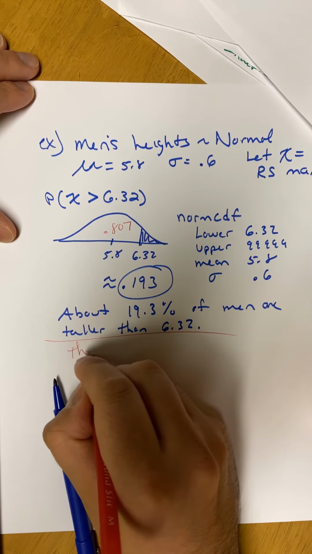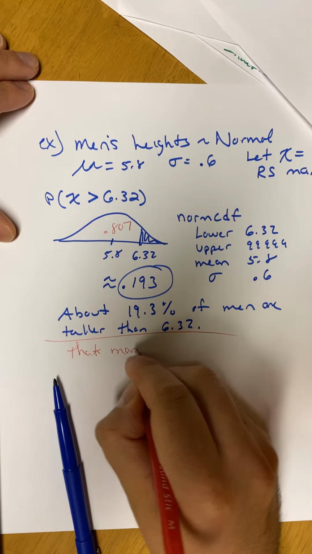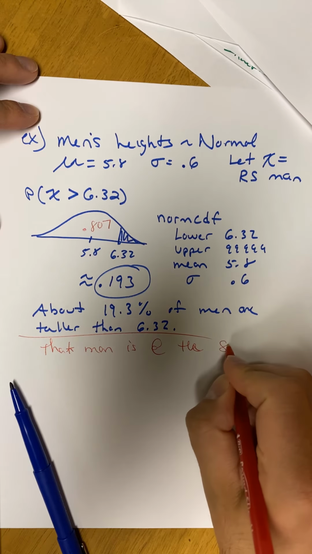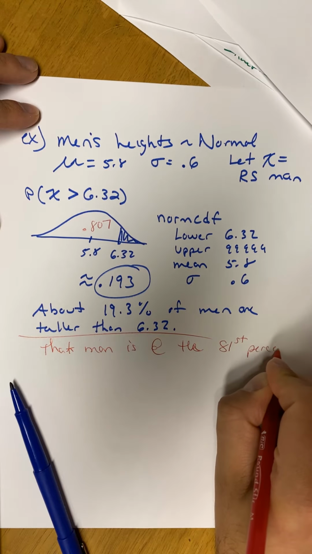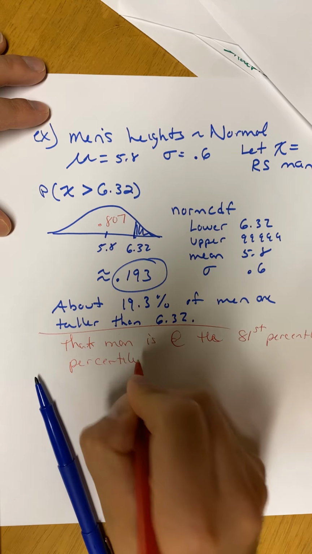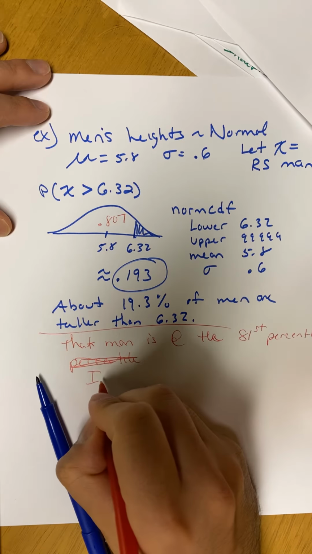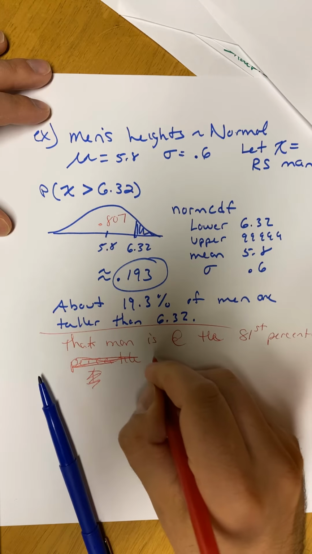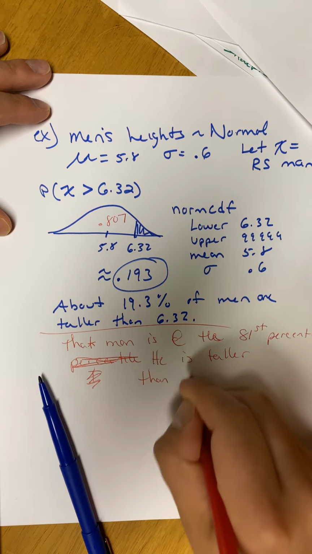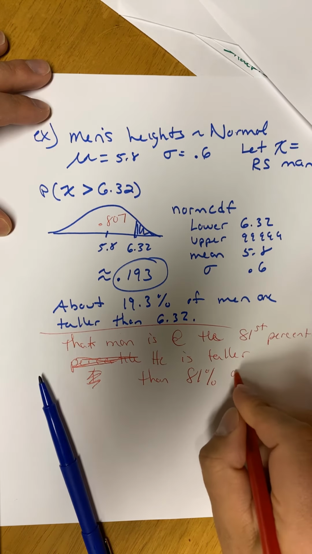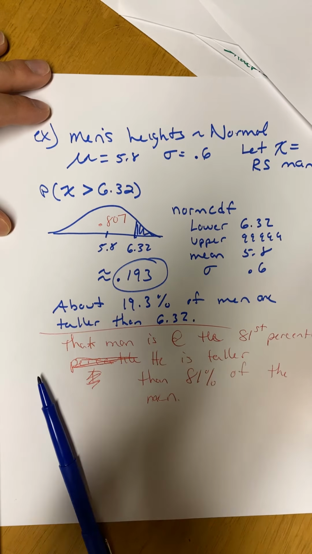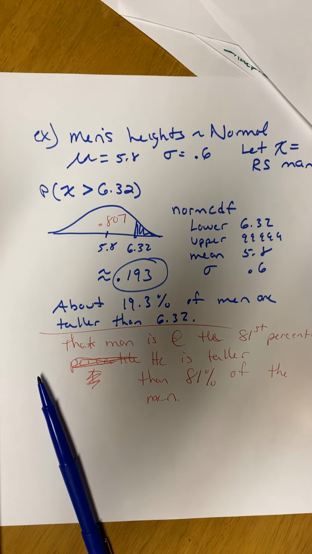So that man is at the 81st percentile. So a percentile, well here. If he's at the 81st percentile, then he is taller than 81% of the men. Let's do another one.